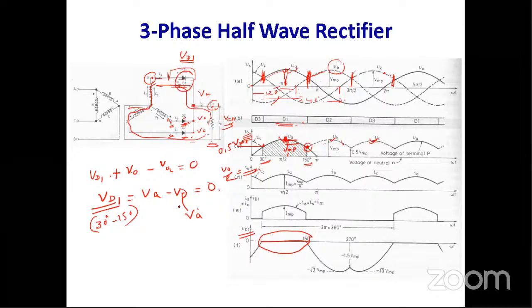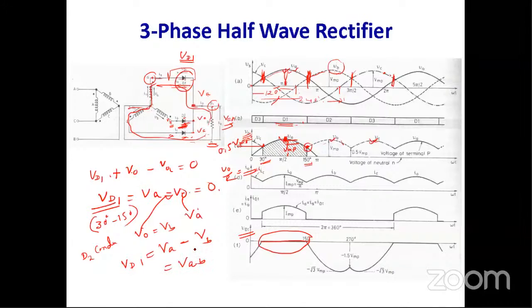In any other condition, say suppose when the diode D2 conducts, what is the potential of VO? When diode D2 conducts, the output voltage is equal to VB. If you replace VO here, ultimately you get the voltage across the diode D1. When the diode D2 is in forward bias, the output voltage is VB. So ultimately VD1 is equal to VAB.